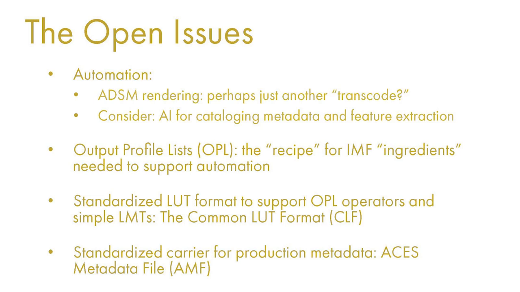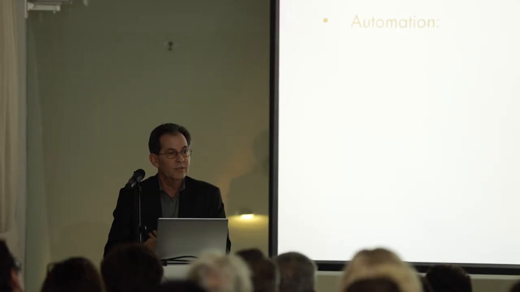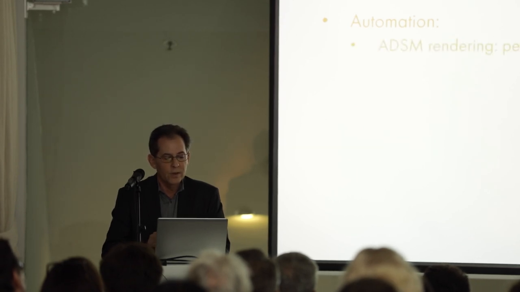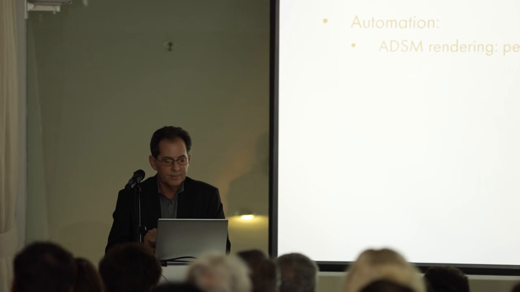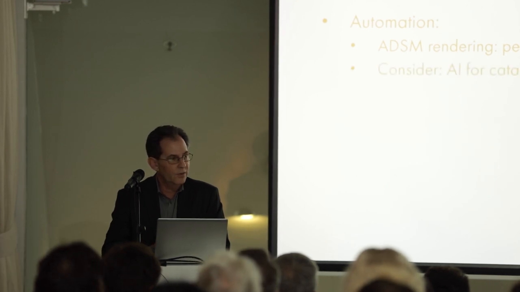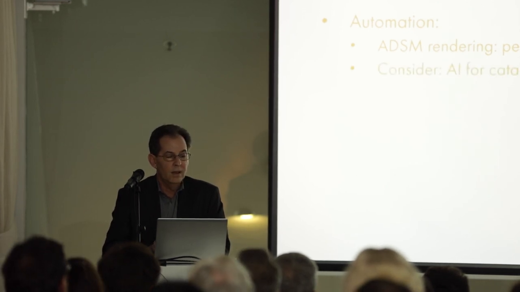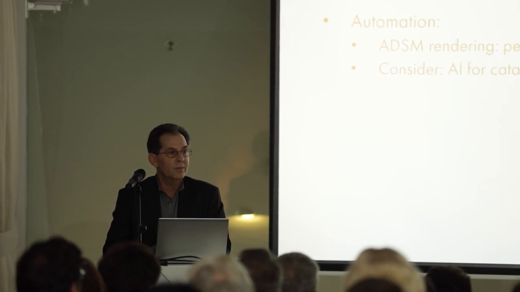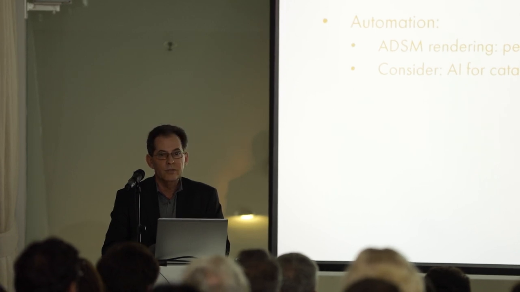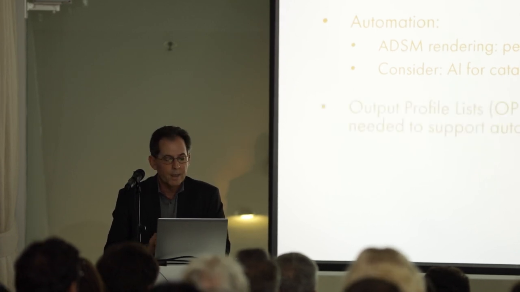Automation, that's at the top of my list. All right, you've got only so many people, only so many hours in a day, so how do you have the machines do the work for you? So for ADSM rendering, perhaps it's just another transcode, another kind of IMF transcode, and there are plenty of tools out there that support that now. And something to consider for down the road, or maybe even today, artificial intelligence for cataloging metadata and feature extraction. When you have gobs and gobs of content, it takes forever to get through it on your own. There's already some good work going on in that area.